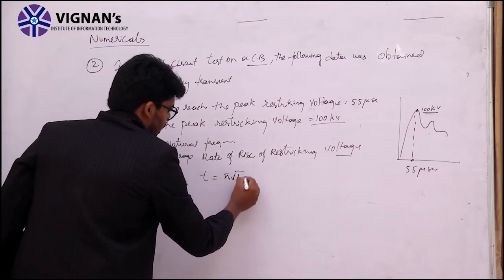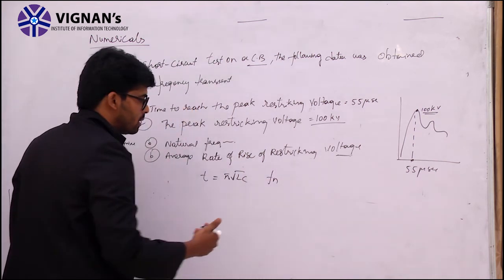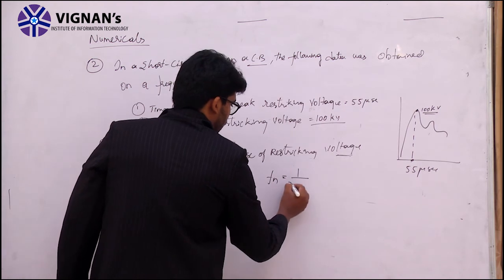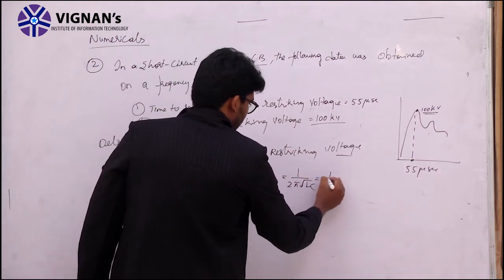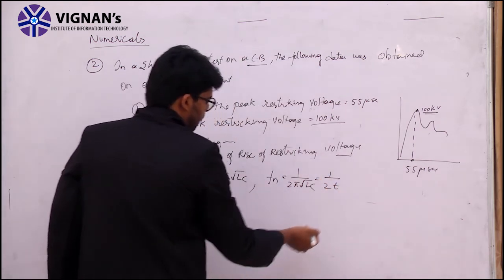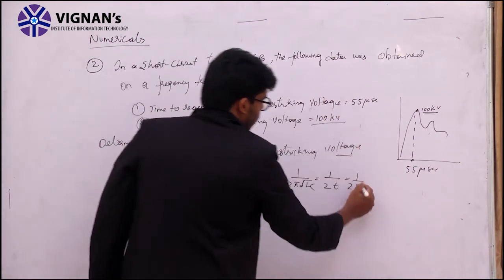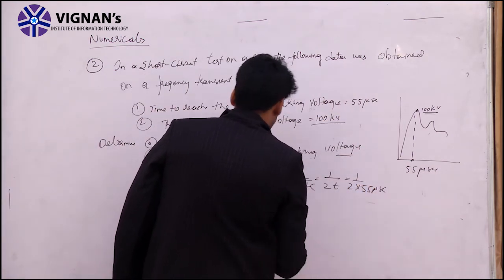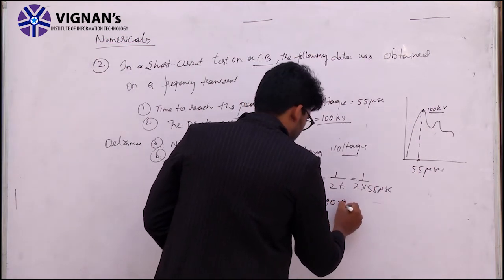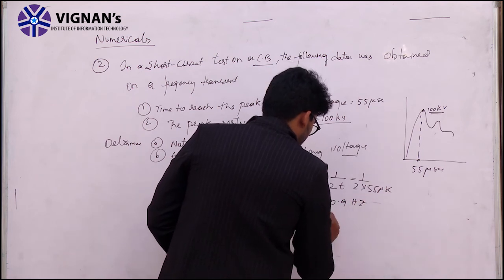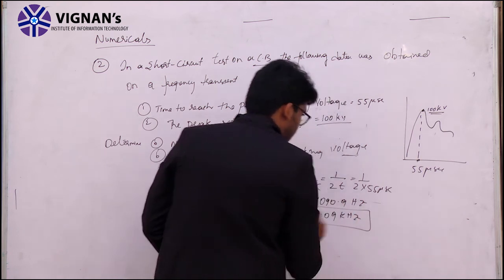As you know, the time to reach the restriking voltage is pi into root LC. But for finding the natural frequency, we have f1 equal to 1 by 2 pi root LC. So simply substitute, it is 1 by 2 into the time to reach the maximum restriking voltage, which is 55 microseconds. After solving this, we obtain a value of 9090.9 Hz, or 9.09 kilohertz. This is the natural frequency at the arc extinction point.